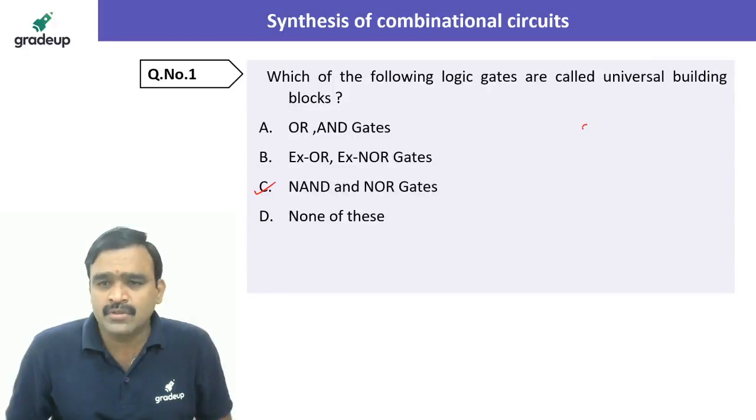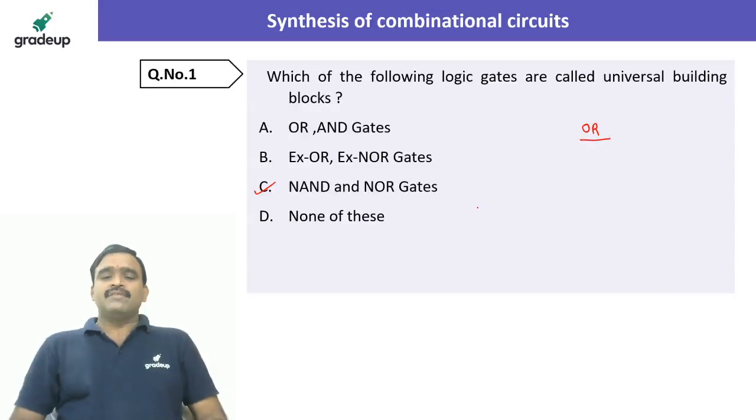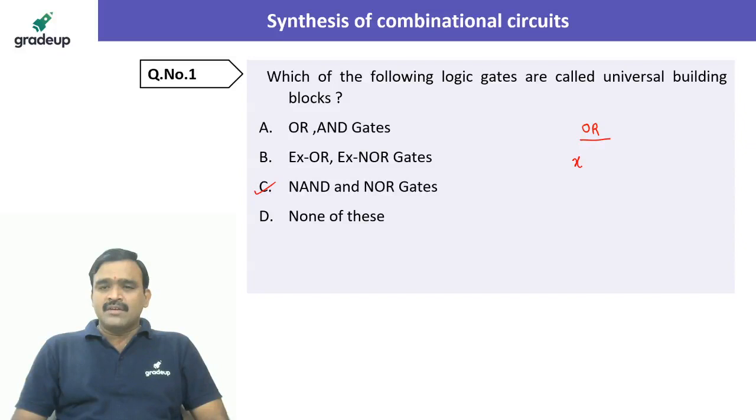So now let us suppose we are taking the OR gate. I wanted to realize the OR gate with a NAND gate. It is possible. So what is OR operation? If X and Y are the two Boolean variables, OR is nothing but X plus Y. I wanted to realize this OR gate by using the NAND gate.